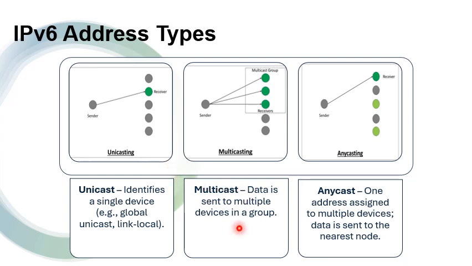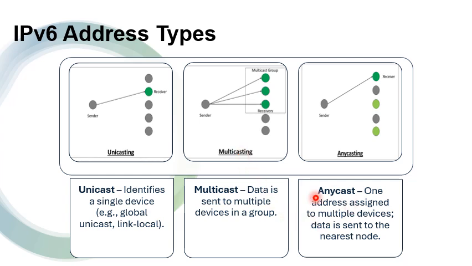Second one is multicasting. It is used for one-to-many communication where a packet is sent to multiple devices that belong to a multicast group. It is commonly used in streaming, video conferencing and real-time applications where the same data needs to reach multiple recipients efficiently.